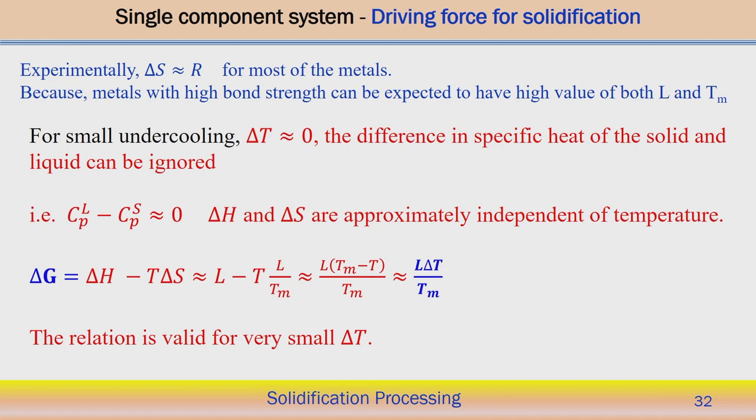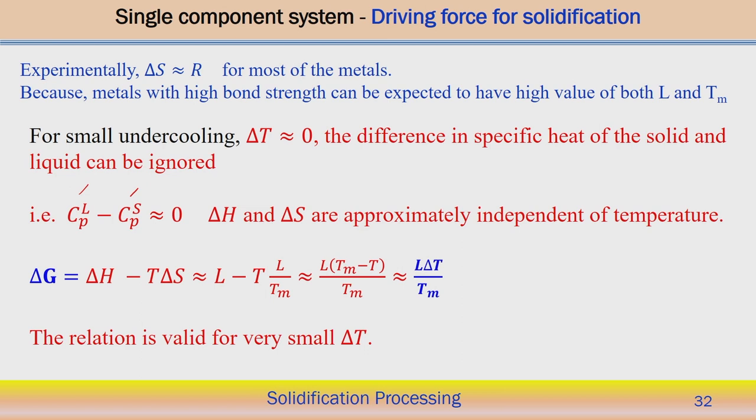Now, if we assume small undercooling, so delta T is not very high, almost close to 0, I mean to say that at a temperature very close to the melting point temperature, the difference in the specific heat of the solid and liquid phases will not be much, so we can ignore the difference. Therefore, Cp of liquid minus Cp of solid is very close to 0. In that sense, we can approximately assume that delta H, the change of enthalpy, and delta S are independent of temperature.